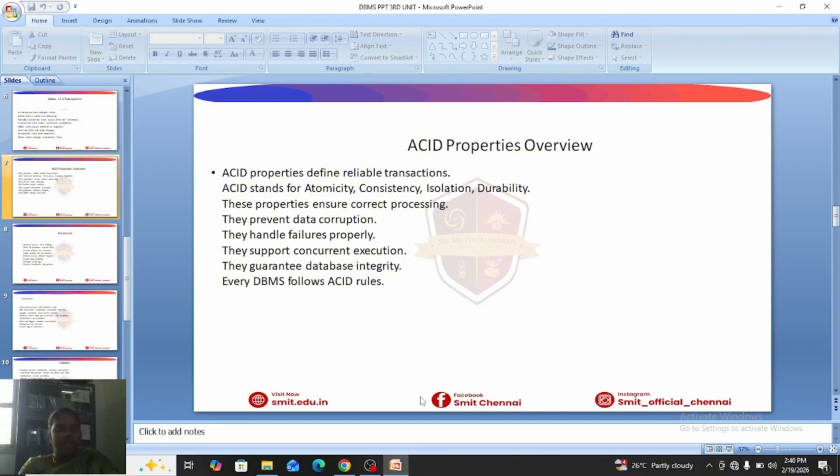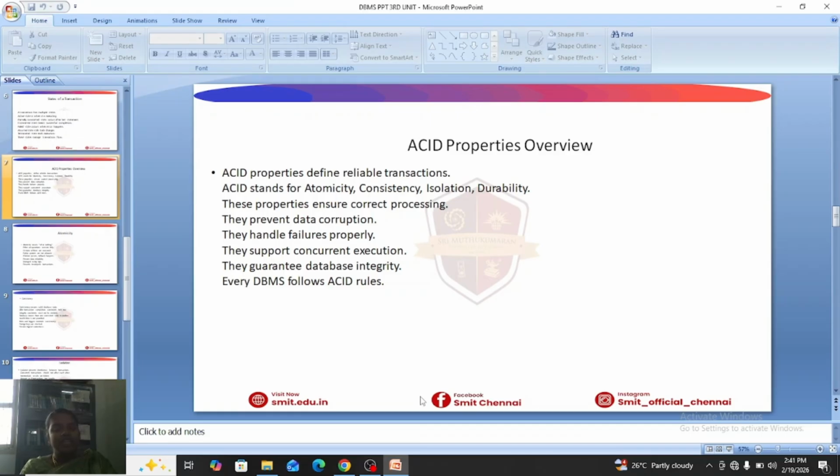Moving on to the ACID properties overview. ACID properties define a reliable transaction. ACID stands for atomicity, consistency, isolation, and durability. Atomicity is all or nothing. If any part fails, the entire transaction is rolled back.